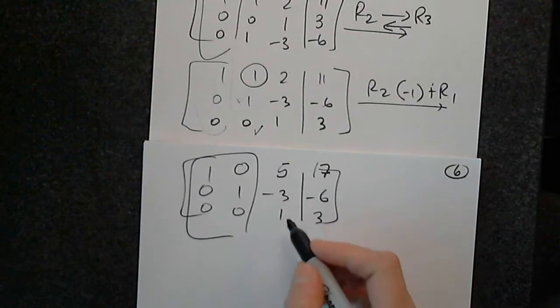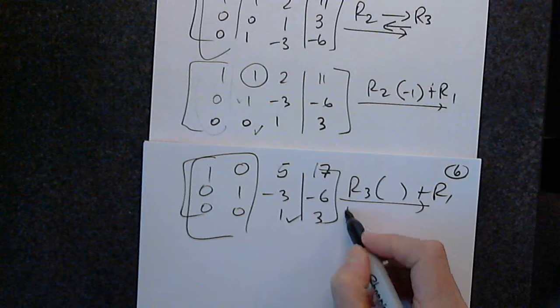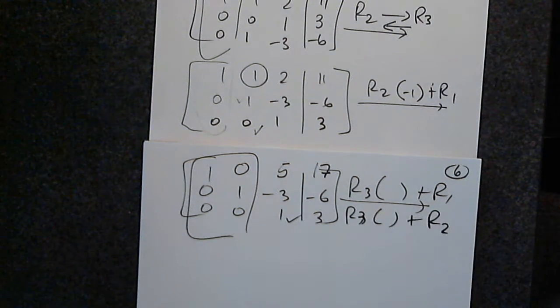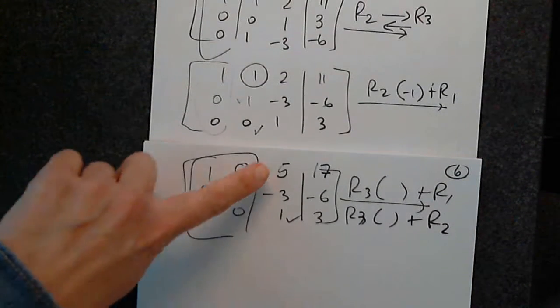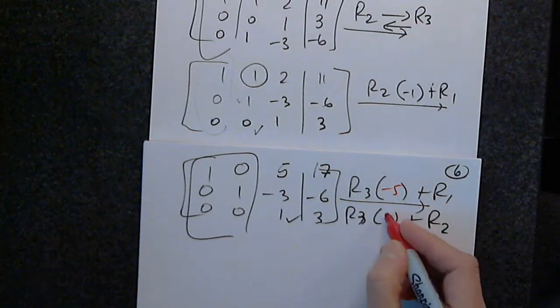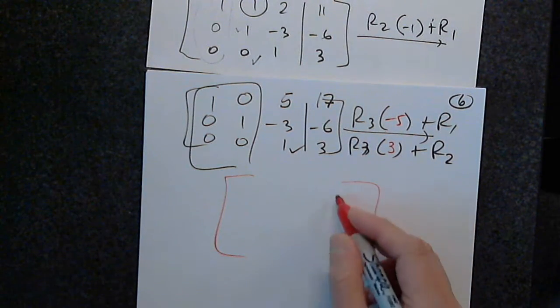I also have this. So I know that I have to multiply row 3 by something to add it to row 1, and row 3 by something to add it to row 2. And what will I multiply to eliminate 5? Negative 5. Correct. And to eliminate negative 3? 3. Good. So this is the final step.